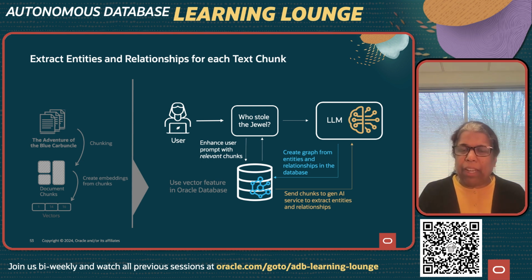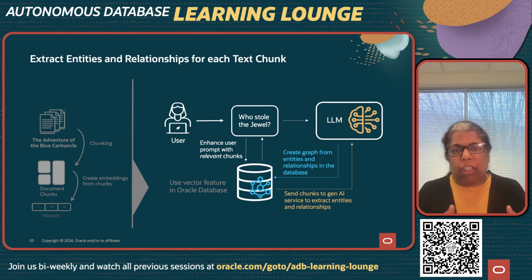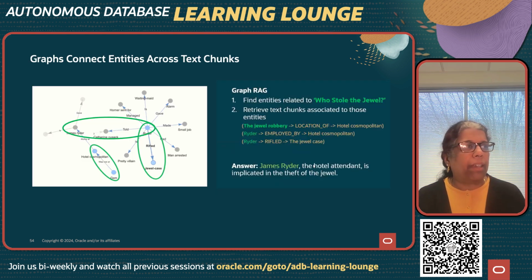Because what happened with the plain vector search was the initial chunks that were sent to the LLM were not the right chunks. They were actually the ones which had the wrong answer. So you want to identify the right chunks, and the graphs can help you identify the right chunks to send to the LLM. And so, for example, the graph could have something like this. The location of the jewel robbery was in Hotel Cosmopolitan. You have robbery and Hotel Cosmopolitan as two entities, and the location is the relationship between them. Ryder is employed at the Hotel Cosmopolitan, and so on. You have these pieces of information that you want to put together to identify the right chunks to send.